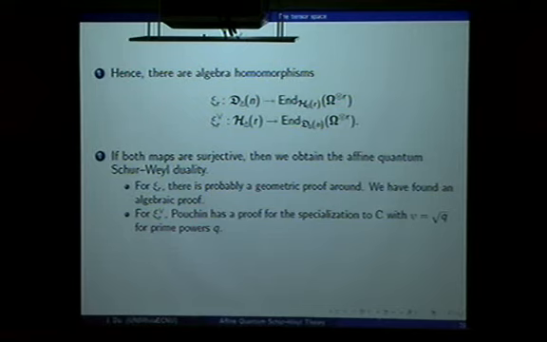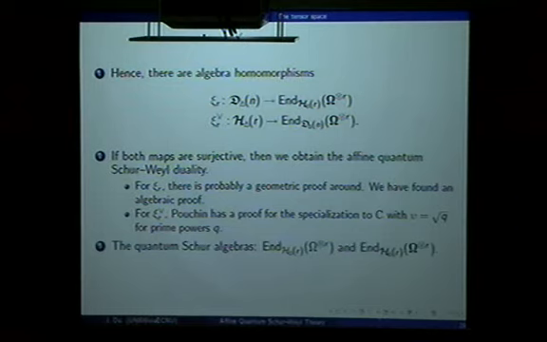So this is a kind of geometric proof. But when you get a proof over prime powers, you cannot claim this is true over even this field of rational functions. So, I believe something there, but we need a proof. And because of this, this algebra here is called affine Schur algebra, quantum Schur algebra. So I should put affine here: affine quantum Schur algebras.